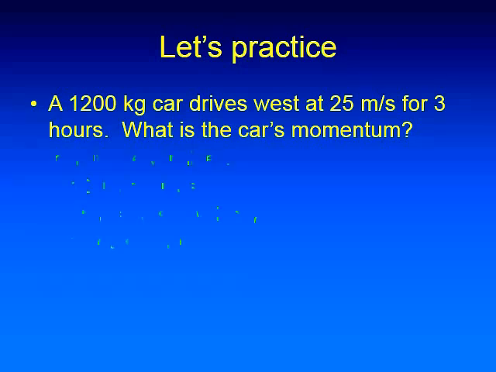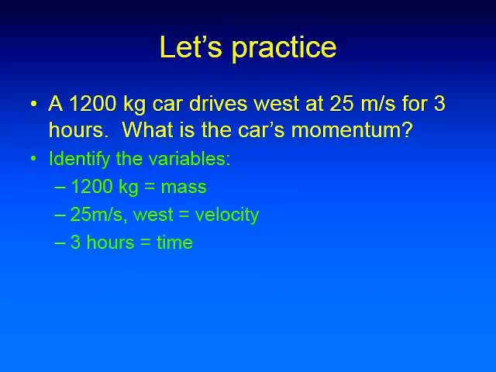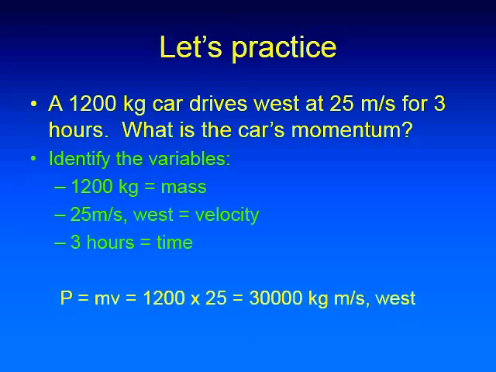Okay, welcome back. So the first thing you have to do is identify the variables. So the mass is 1,200 kilograms. The velocity is 25 meters per second west, remembering it has both a size, 25 meters per second, and a direction west because it's a vector quantity, and time is 3 hours. So for 3 hours is a bit of a red herring. You don't have to worry about time when it comes to momentum.